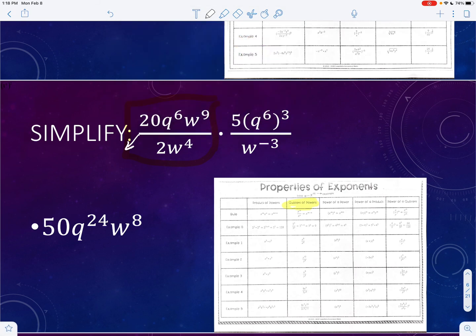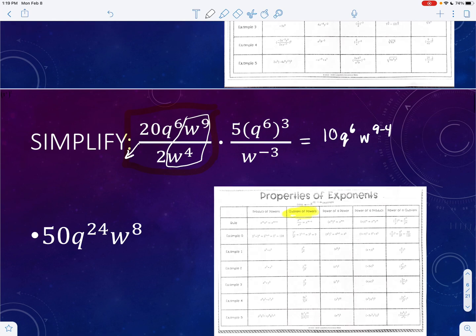20 divided by 2 is 10. q to the 6 has nothing to go with, so it's just q to the 6. And w to the 9 over w to the 4 should definitely remind you of the quotient of powers. We have the same base, so we subtract our exponents. 9 minus 4 is 5. And now we're going to add in the 5q to the 6 raised to the 3 over w to the negative 3.